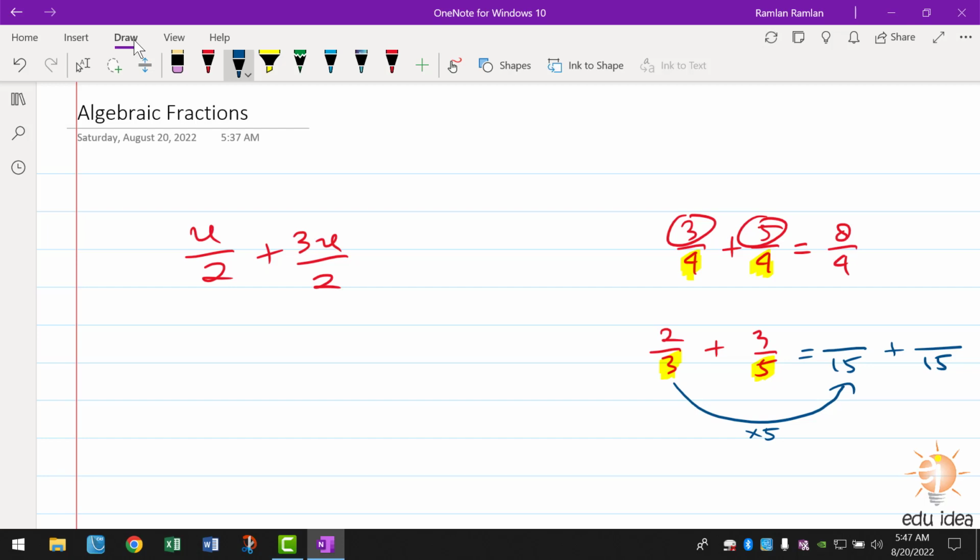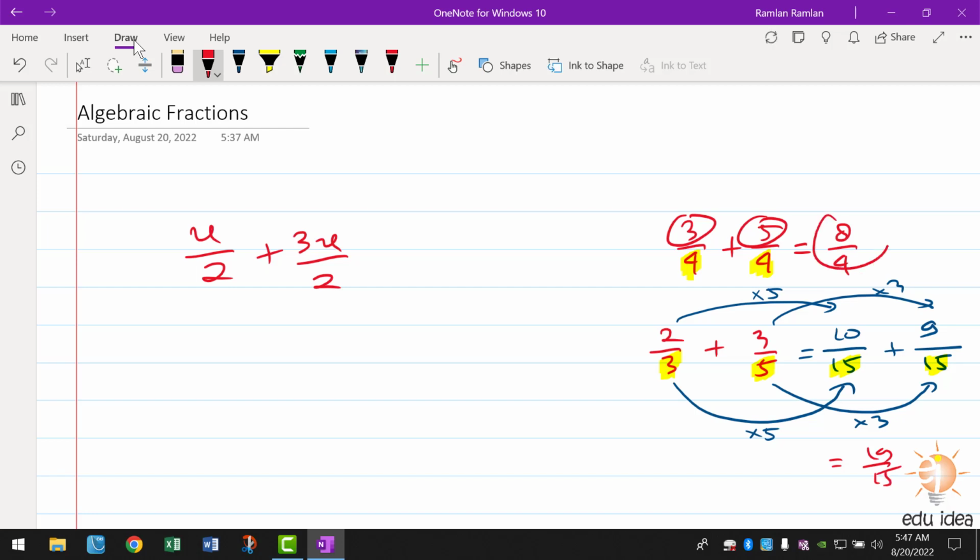Whatever you do to the denominator, we do the exact same thing to the numerator. You multiply that by 5. 2 times 5 is 10. Then we have the equivalent fraction of 3 over 5 with denominator 15: you go from 5 to 15 by multiplying by 3, which means the numerator is also multiplied by 3, and you'll get 9. Now that you have the exact same denominator, you can add them together. 10 plus 9 is 19, so the answer is 19 over 15. For the earlier one, 8 divided by 4 is equal to 2.